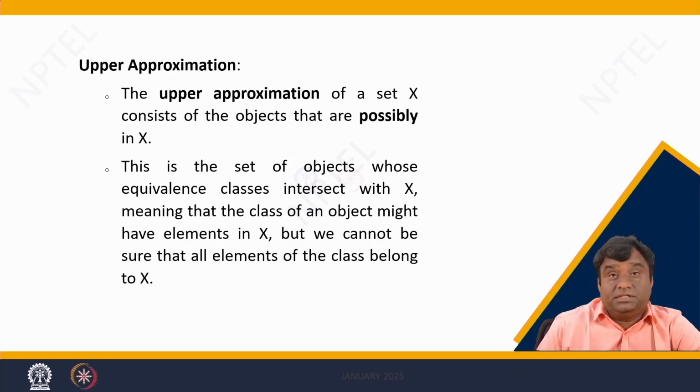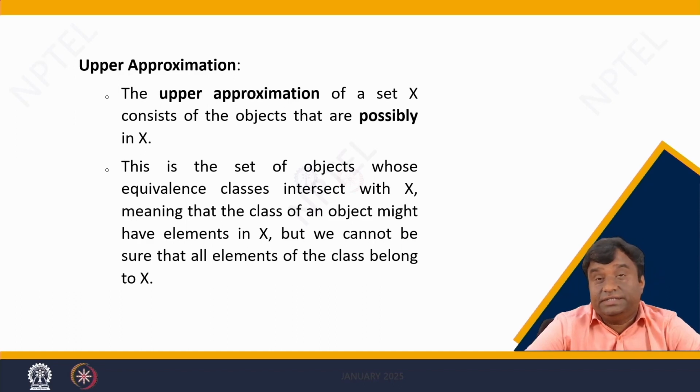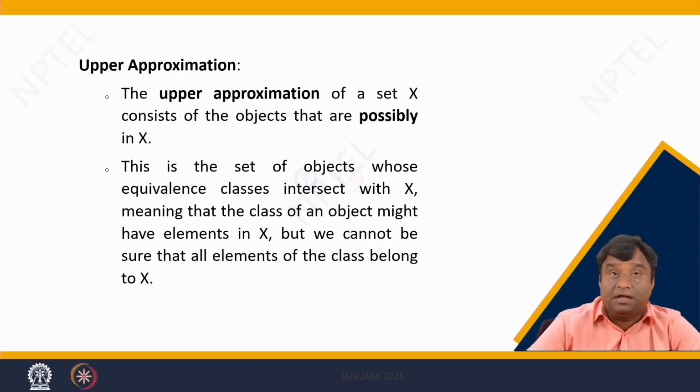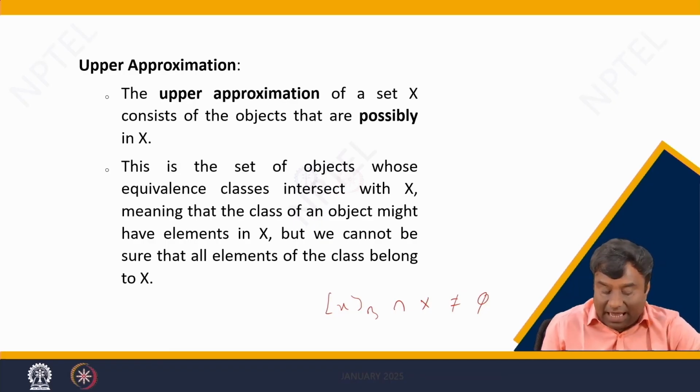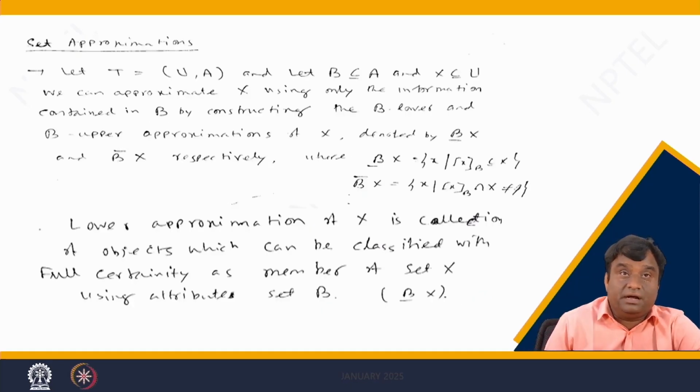Upper approximations. The upper approximation of a set X consists of the objects that are possibly in X. This is the set of objects whose equivalence classes intersect with X, I mean the equivalence class XB and X, this is not equal to the null set. So it means that the class of an object might have elements in X, but we cannot be sure that the elements of the class belong to X. So we can write the definitions.